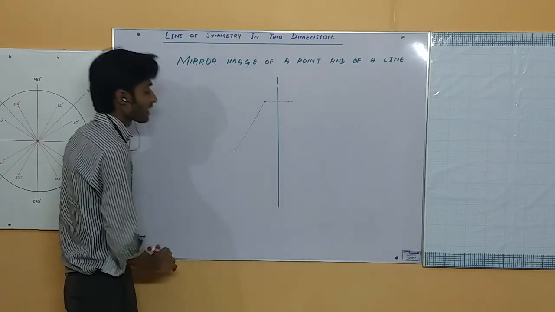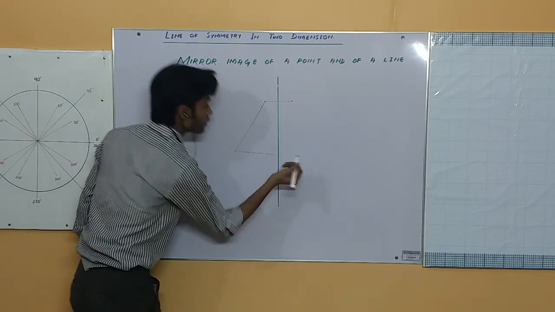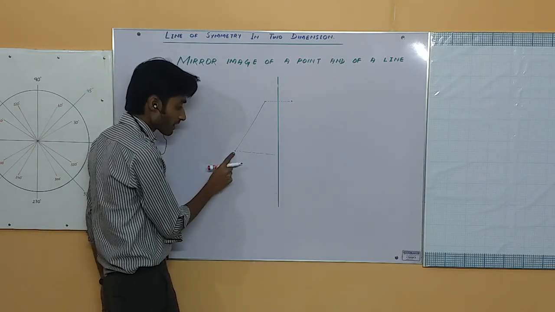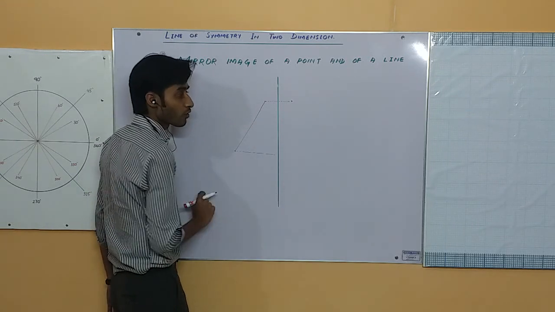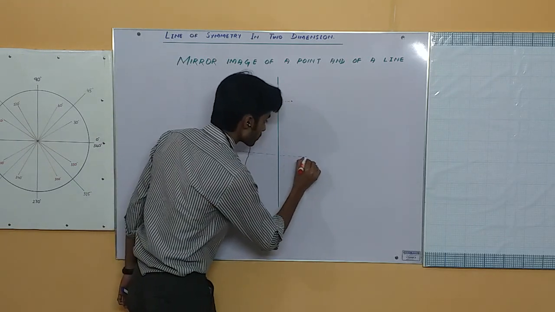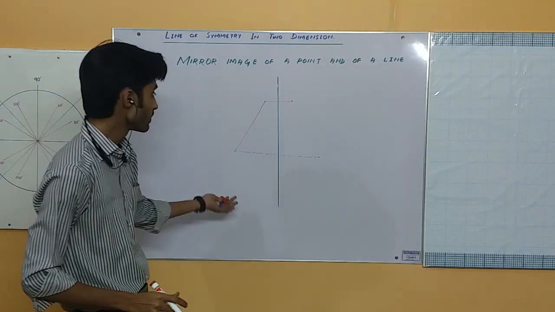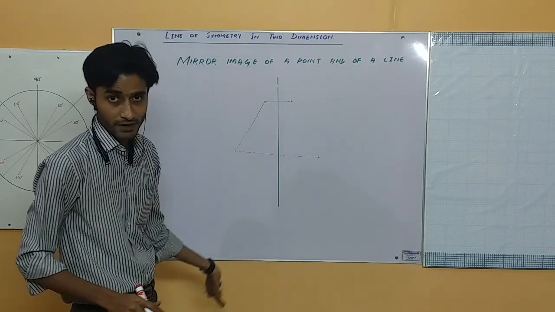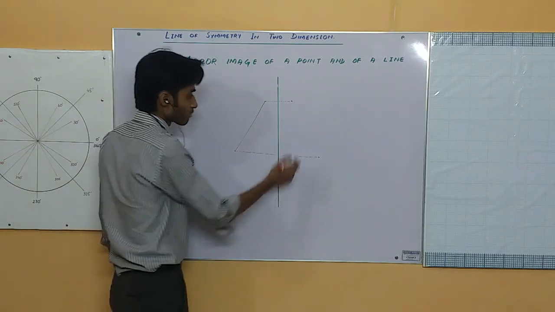Okay. Now the last point, this one. This point is, let's suppose, 5 centimeter away. So the mirror image of this point will be 5 centimeter to this side of the axis of symmetry. So this is going to be here. Okay. Hopefully you will get it on a grid paper or a graph paper, so it will be much easier for you to count. Okay?